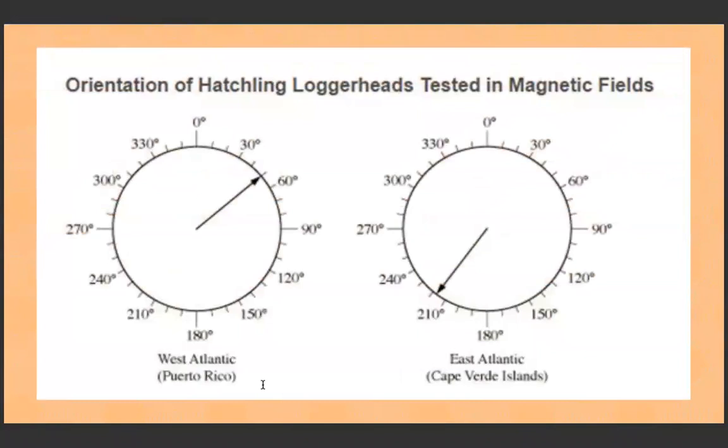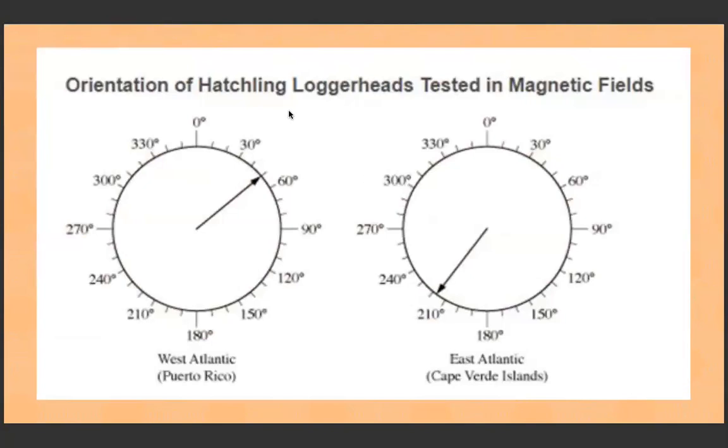So let's take a look at this. Orientation of the hatchling loggerheads tested in magnetic fields. So you have the complete circle here. It's being measured in degrees. And you have West Atlantic, Puerto Rico, and you have the East Atlantic, Cape Verde Islands.